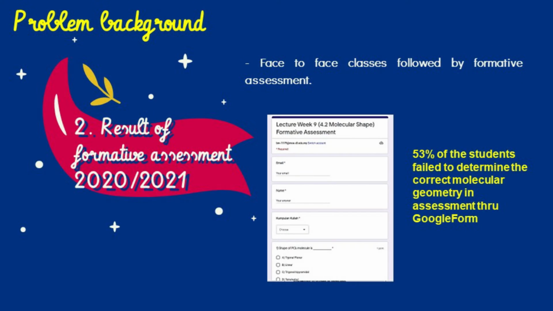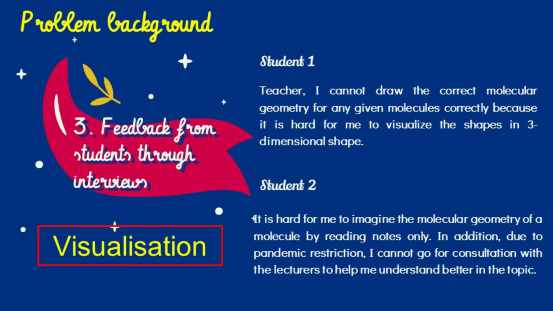A formative assessment was conducted on determining molecular geometry to all students during DK014, and 53% of the students failed to determine the correct molecular geometry in the assessment. In addition, an interview was carried out to collect students' feedback about the assessment.